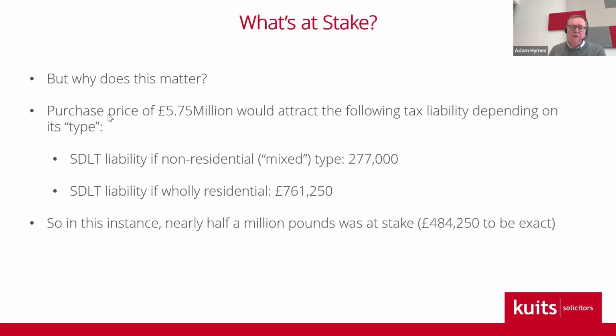So in this case, we're looking at a purchase price of £5.75 million. And the tax liability, you can see on the screen there, is massively different. If the property was classed as non-residential or mixed, you're looking at £277,000 of SDLT, still a large tax bill. But if the property is classed as wholly residential, you can see it's well over £760,000. So a difference of nearly £500,000, £484,250 to be exact, was at stake in this particular instance.